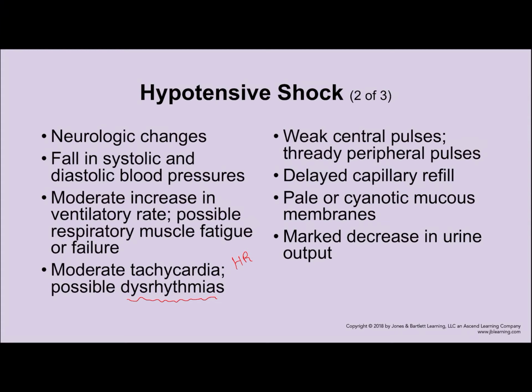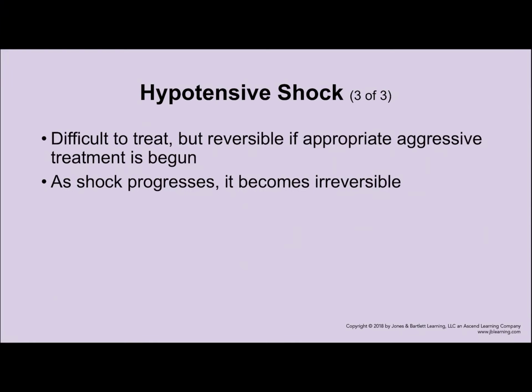You will start to see weakness of your central pulses as opposed to just peripheral pulses. You can see delayed capillary refill, again showing that your body is shunting oxygen delivery and perfusion away from your skin. And then you may have, again, paler or cyanotic mucous membranes and decreased urine output. So hypotensive shock is a little further down the road than compensated shock, and it is very difficult to treat, but it can be reversed if you are aggressive in terms of the therapies we'll talk about.